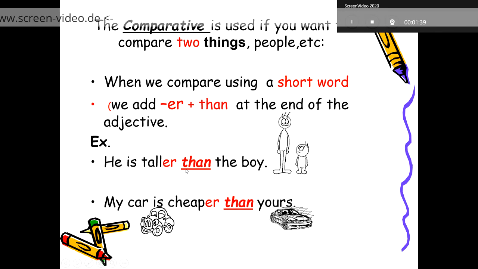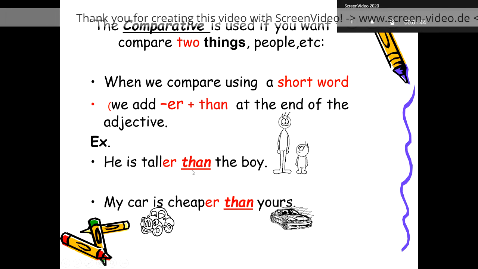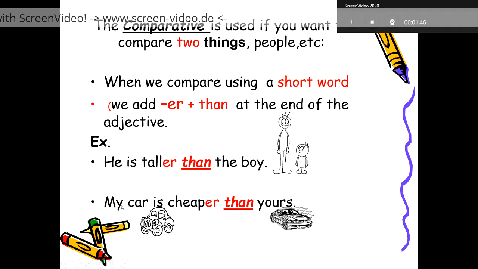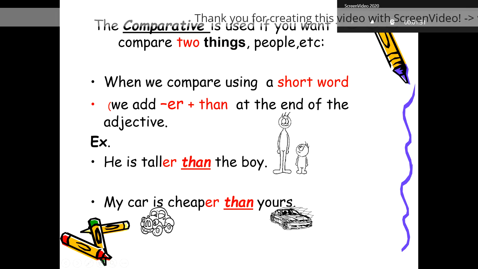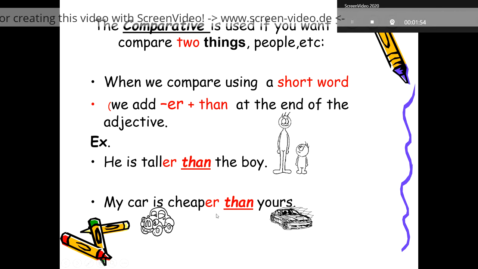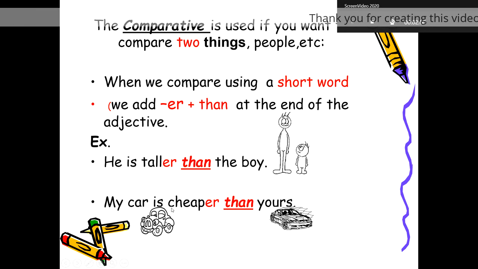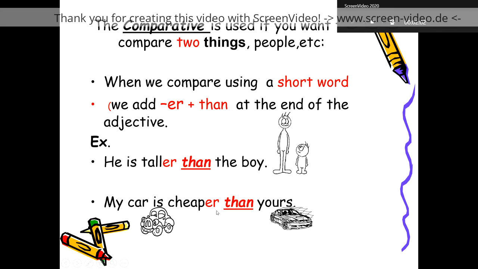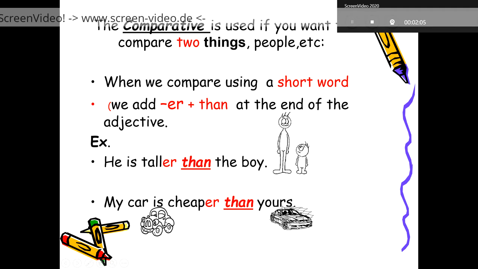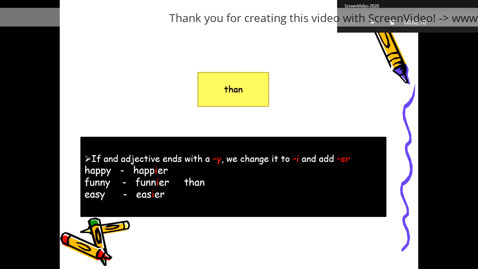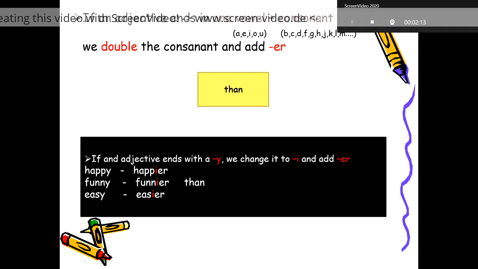So, for the adjective tall, we add what? We added er, then than. Look at the two cars. We will say my car is cheap only, but if we want to compare, we will add er to the adjective and then than. My car is cheaper than yours. But we have some steps to follow if we want to compare using an adjective.